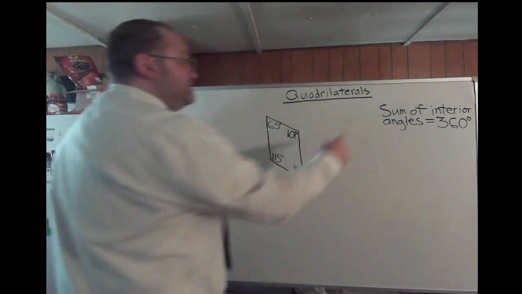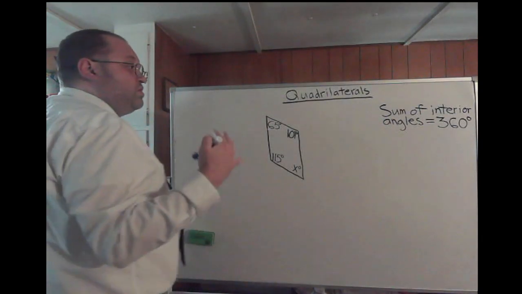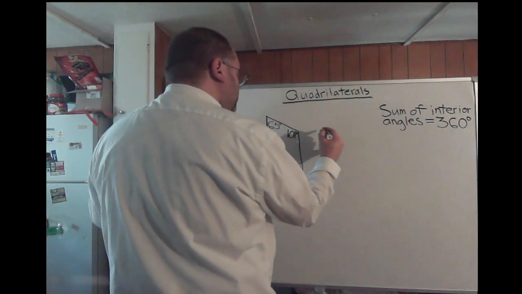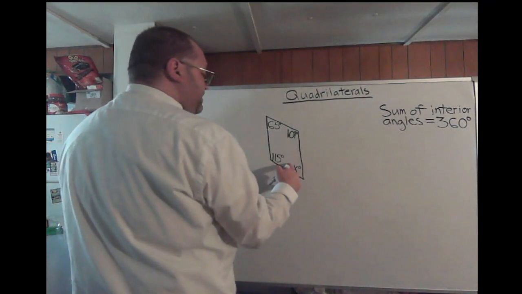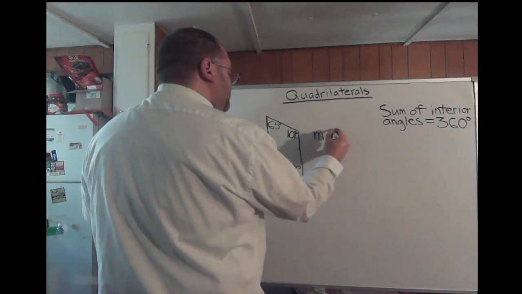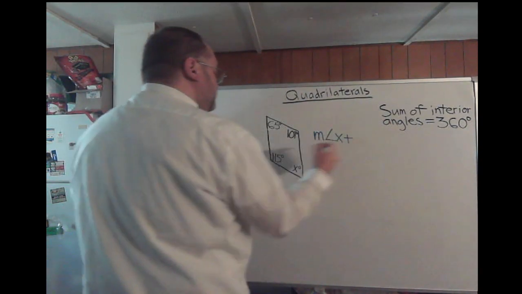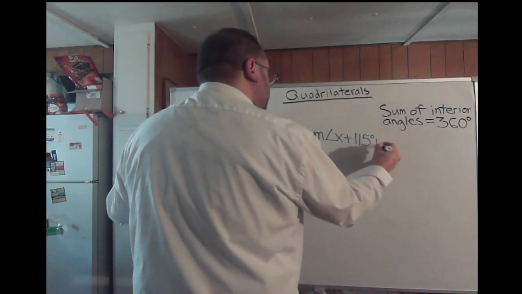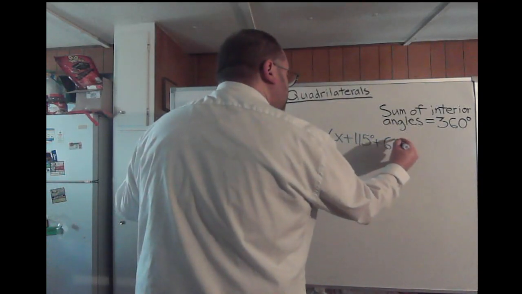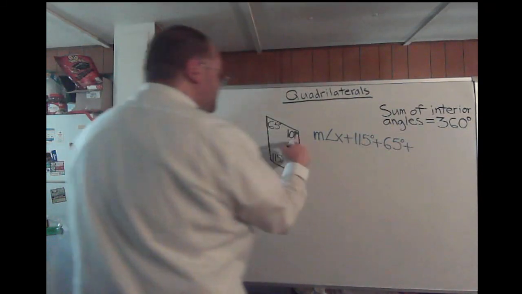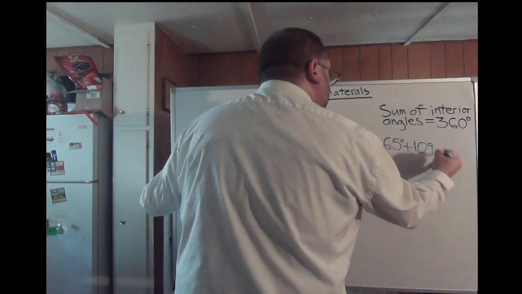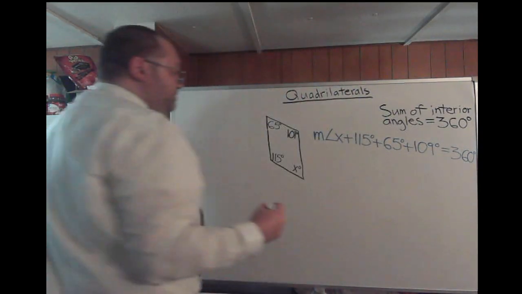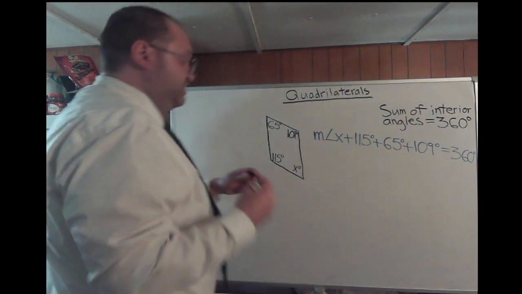Again, we want to use the fact that the sum of the interior angles of a quadrilateral equal 360 degrees. So what you're going to do is take the measure of angle x plus another angle, the 115 degrees, plus the 65 degrees, plus the 109 degrees. You're going to set all that equal to 360 degrees. So you add up your four angles together, set them equal to 360 degrees.